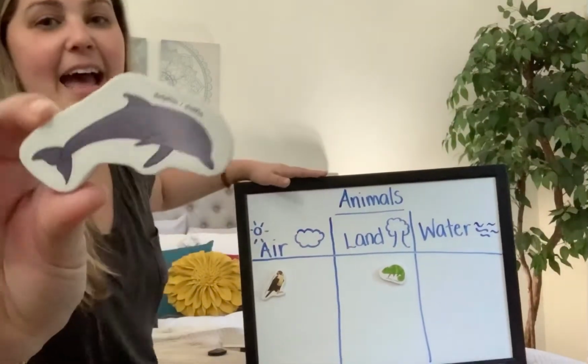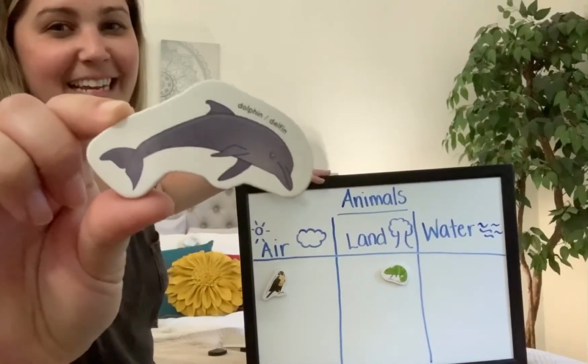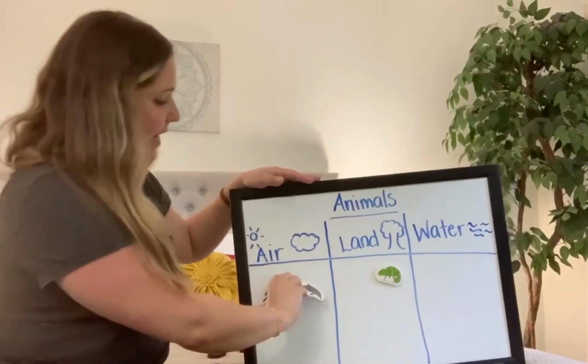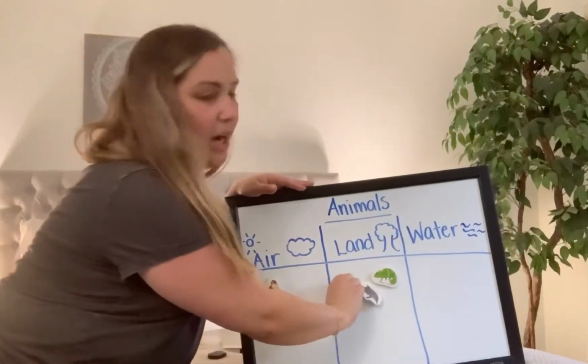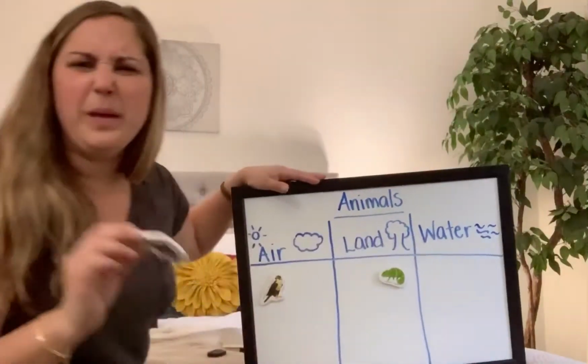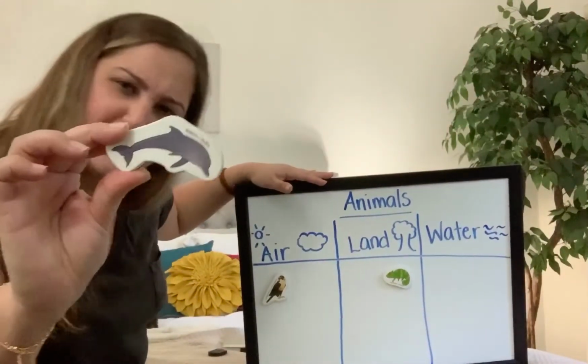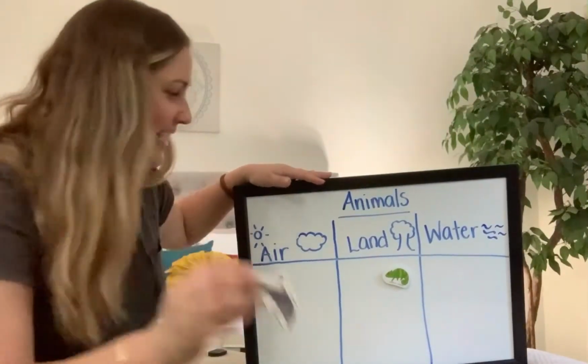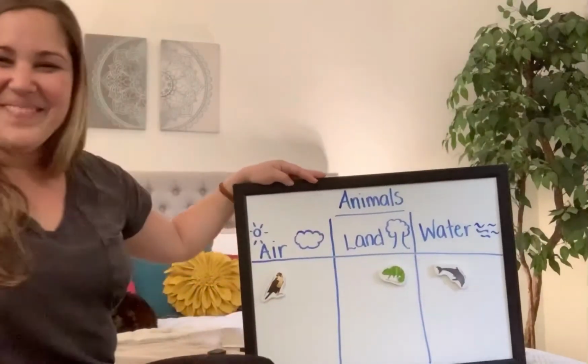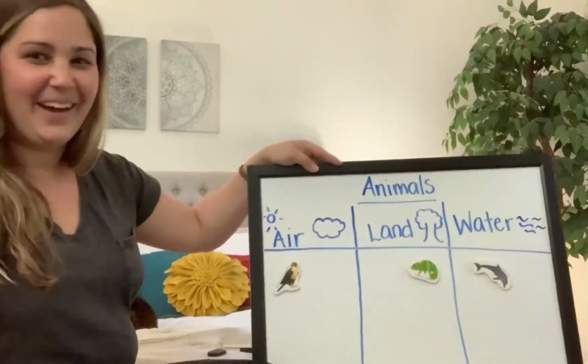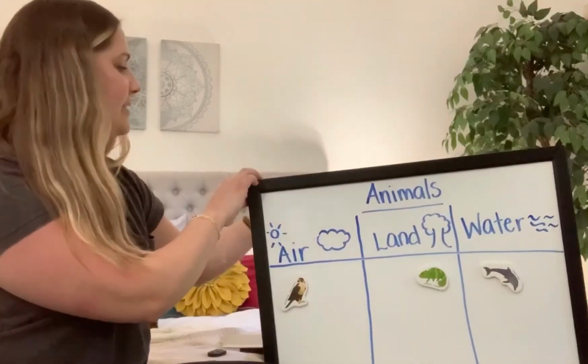Next up, I have a dolphin. Do dolphins fly in the air, walk on the land, or swim in the water? What do dolphins do? They swim in the water. Okay, let's see what's next.